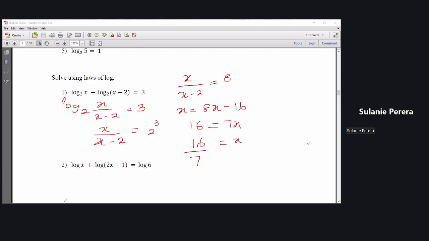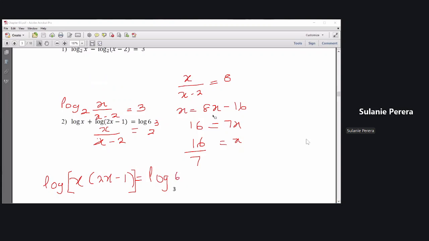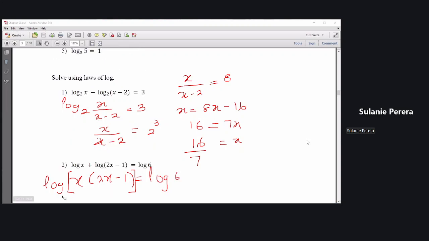Then the next one. Since it's adding, it's multiplication, right? x into 2x minus 1 equals, here the base is not written, so it's assumed log base 10, log 6. So on both sides you have log, you can take 10 to the power on both sides and remove the log. So you have x into 2x minus 1 equals 6. Please solve it.